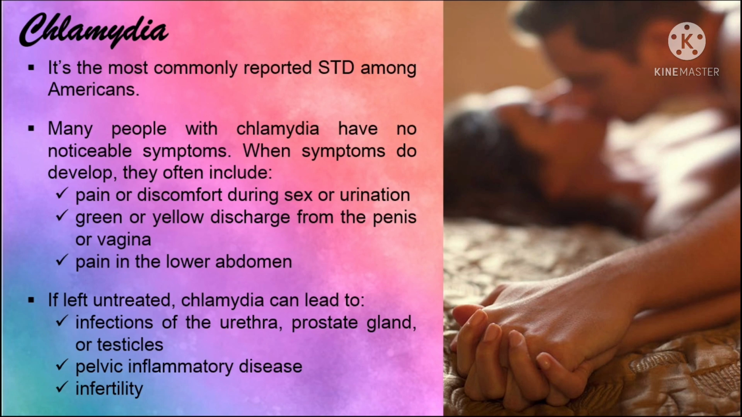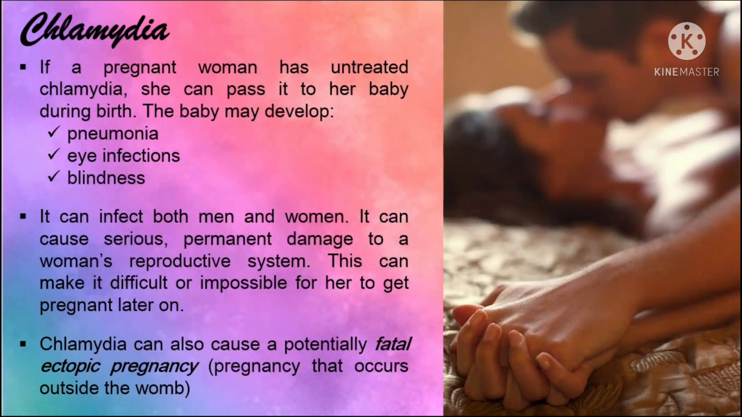What happens if a pregnant woman has untreated chlamydia? If a pregnant woman has untreated chlamydia, she can pass it to her baby during birth, and the baby may develop number 1, pneumonia, number 2, eye infections, and the worst thing is blindness. And you have to take note that chlamydia can infect both men and women.